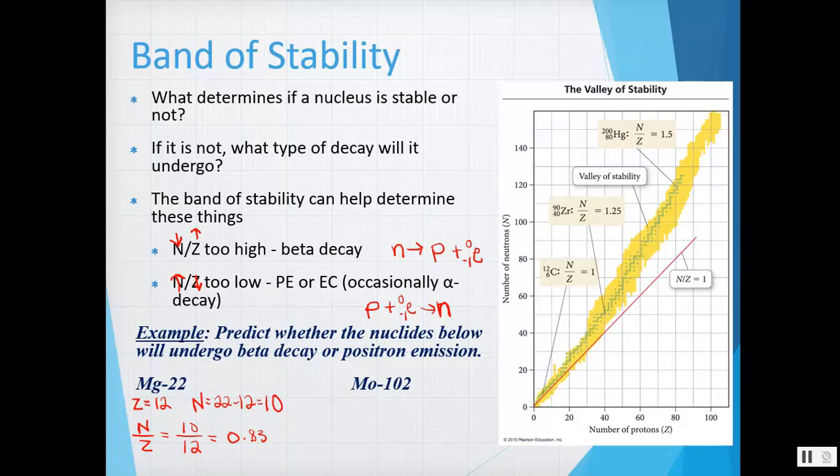So here our N to Z ratio is too low. We would expect, given the size of this atom, that it should have an N to Z ratio close to 1. In order for us to increase that N to Z ratio, we're going to observe electron capture.